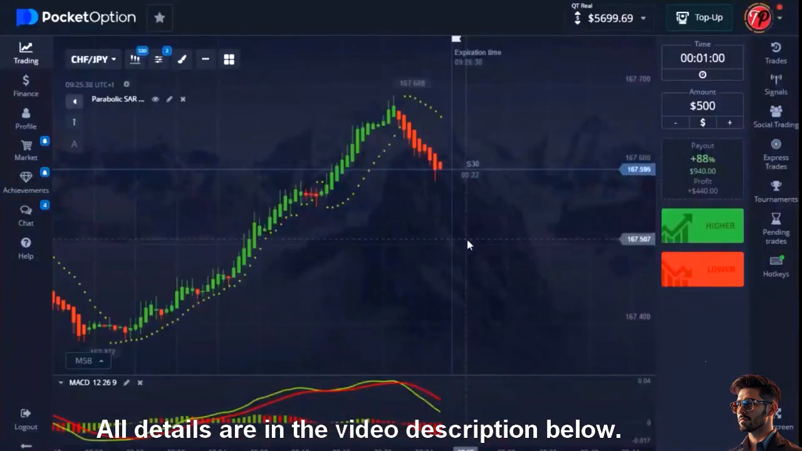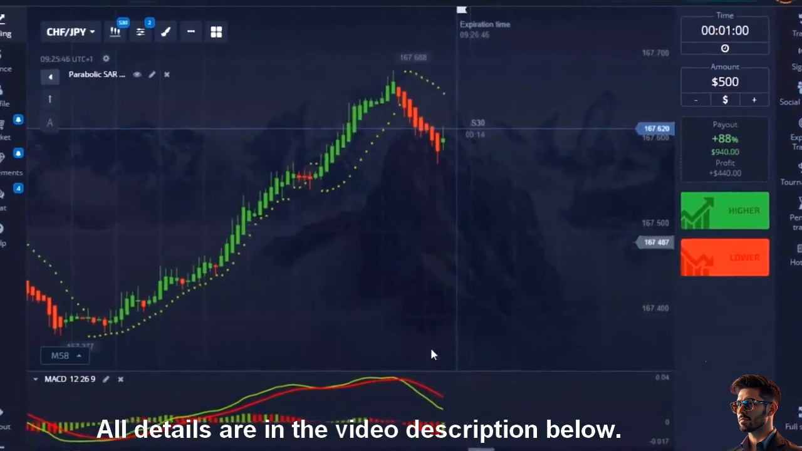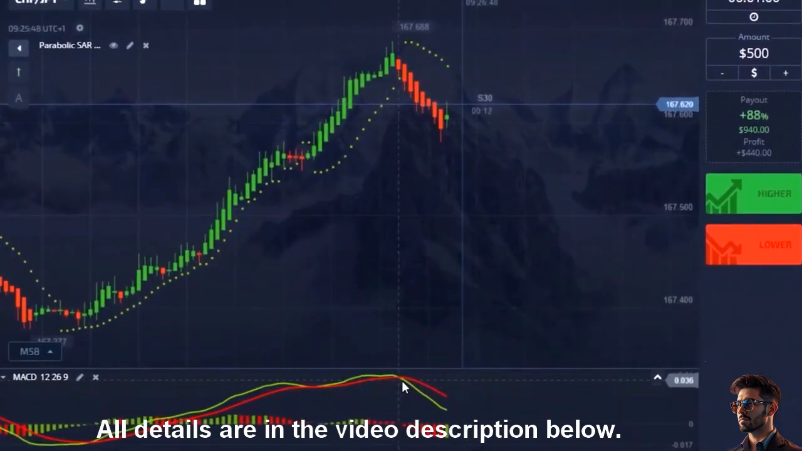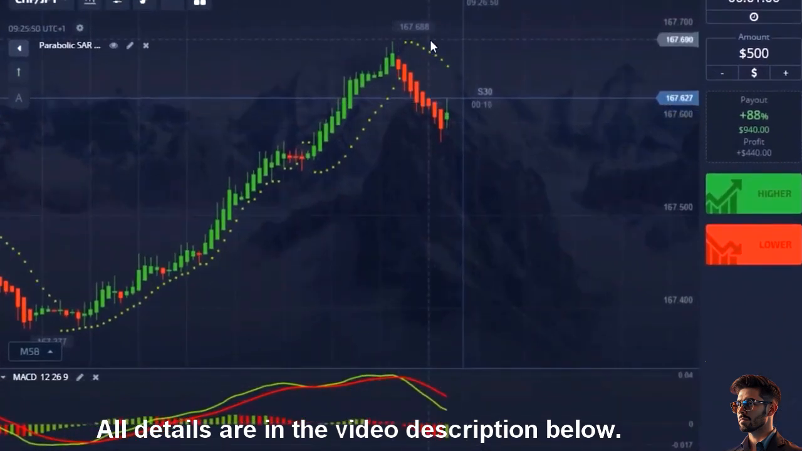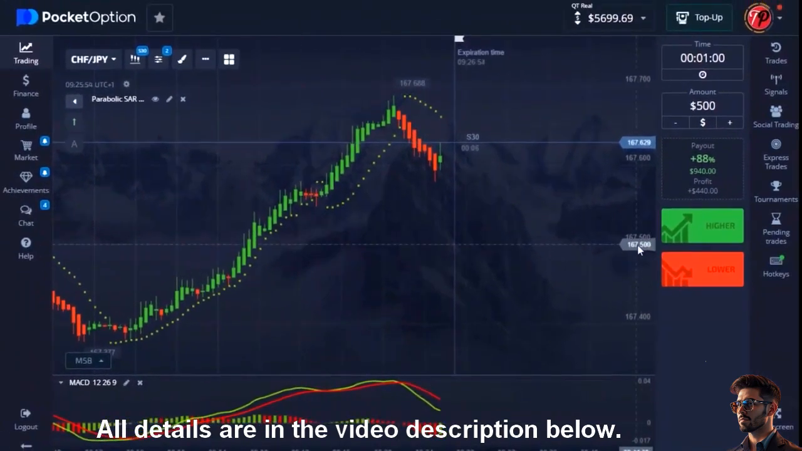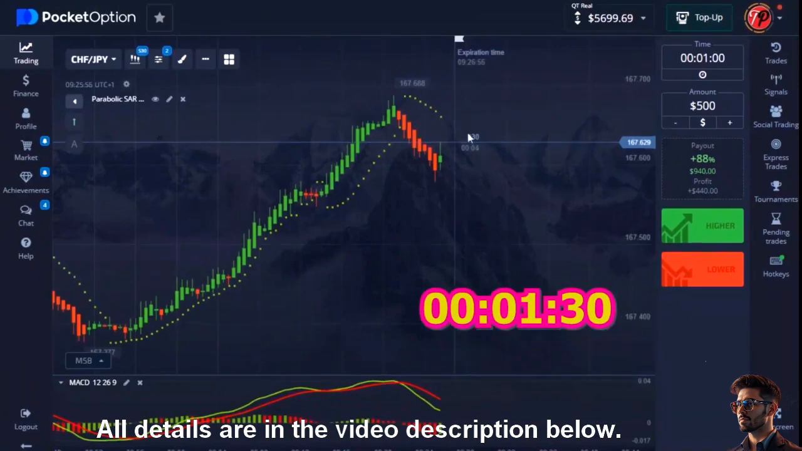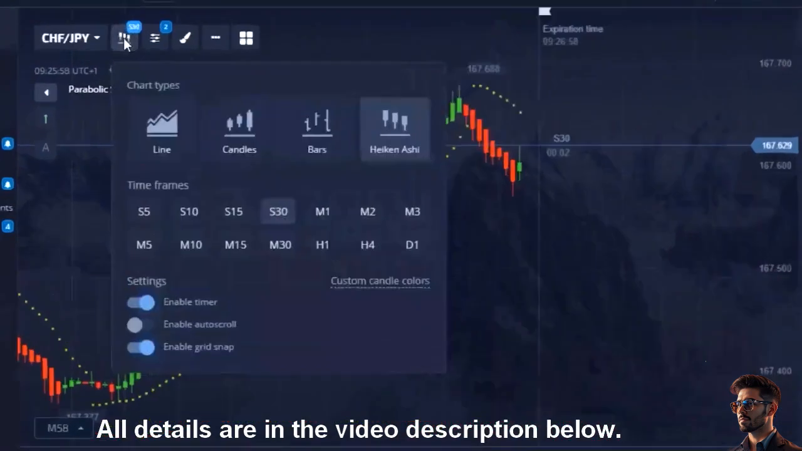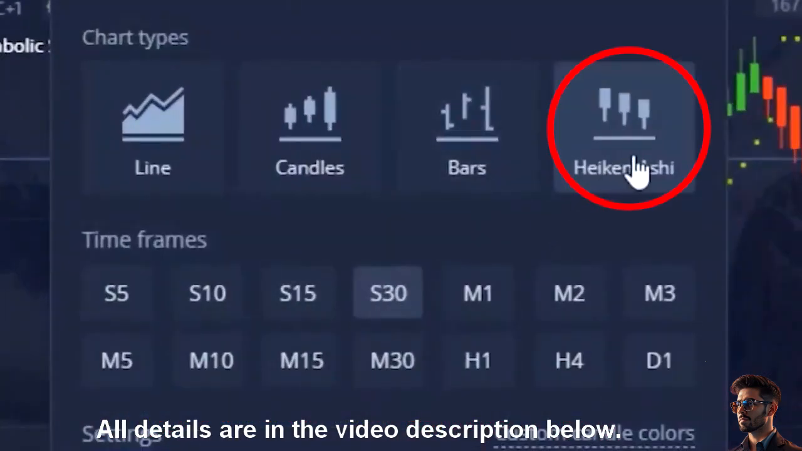So how this strategy works, this strategy is a trend confirmation strategy. All you have to do is make sure that both your MACD and your parabolic SAR are giving you a strong trend before you enter a trade. Do not forget we are doing this on the 1 minute and 30-second candle time frame. I'm also using this on Heiken Ashi candlesticks.